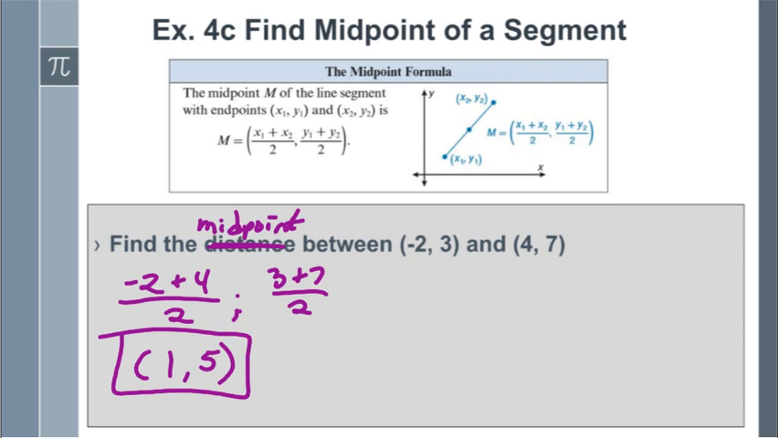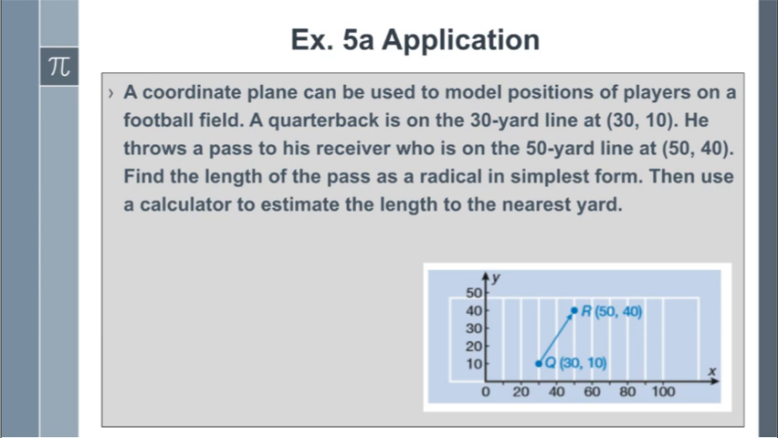And some application. A coordinate plane can be used to model positions of players on a football field. The quarterback is on the 30-yard line at 30, 10. So that'll be here. He throws a pass to his receiver who is on the 50-yard line at 50, 40. It would be here. Find the length of the pass as a radical in simplest form. Then use a calculator to estimate the length to the nearest yard. We need to find the distance from Q to R. So I use the distance formula.